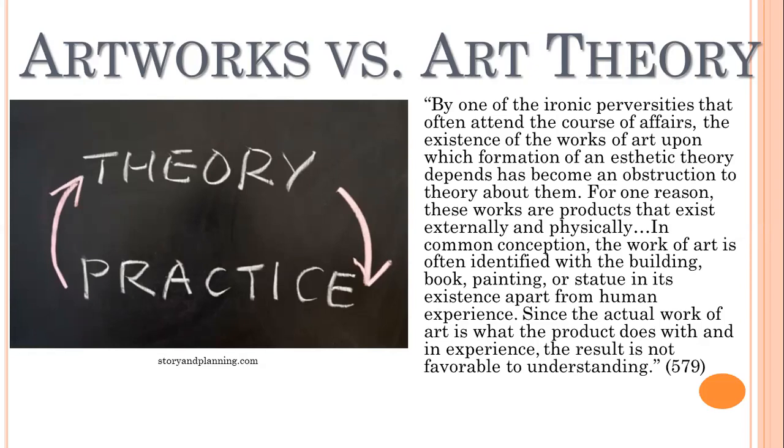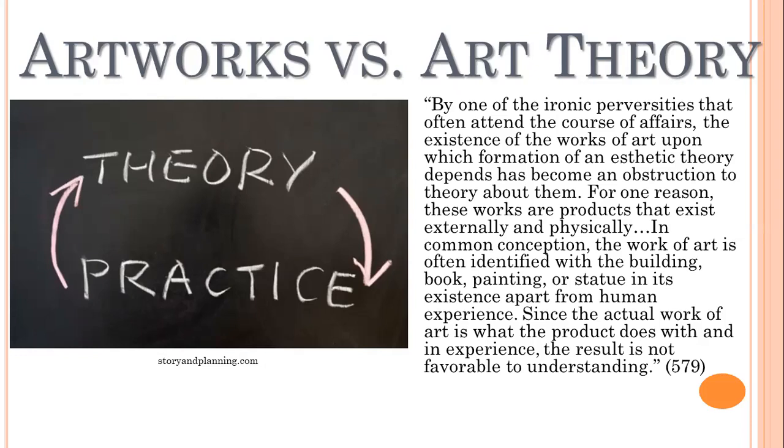But anyway, let's read this first quote and see what exactly he's talking about as far as some of the problems or issues that attend art theory in general. So he writes, "By one of the ironic perversities that often attend the course of affairs, the existence of the works of art upon which the formation of an aesthetic theory depends has become an obstruction to theory about them."